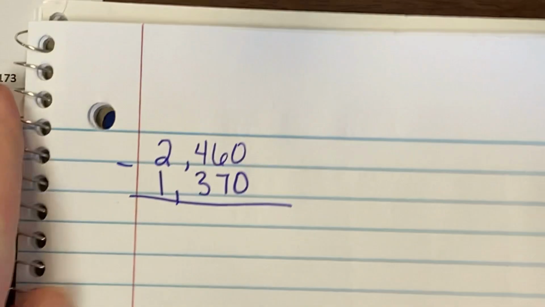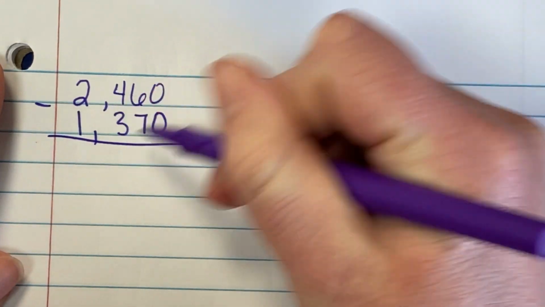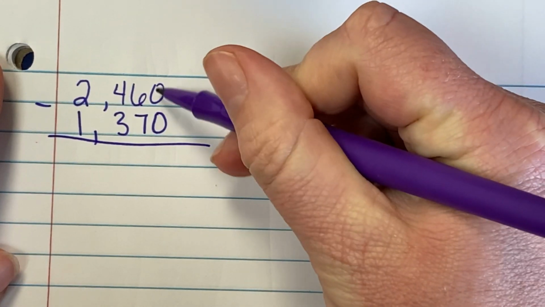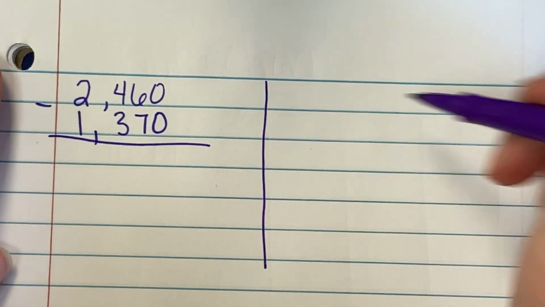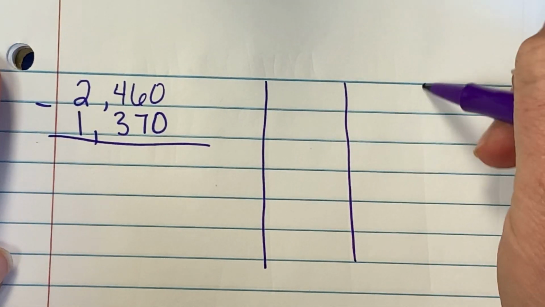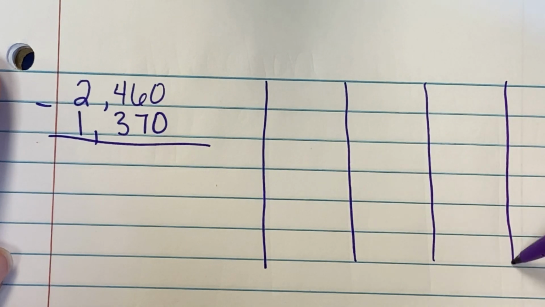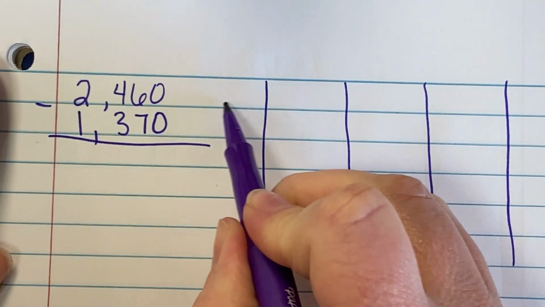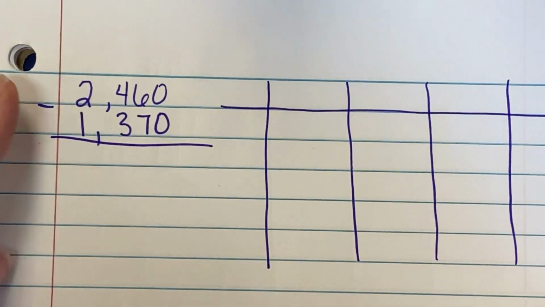2,460 minus 1,370. I'm going to go ahead and move that out of the way so we can see the notebook paper in larger form. So here's my subtraction method. Notice that I lined each one of them up correctly. Now I'm going to draw my place value chart. This is helping us with our number sense and number reasoning.